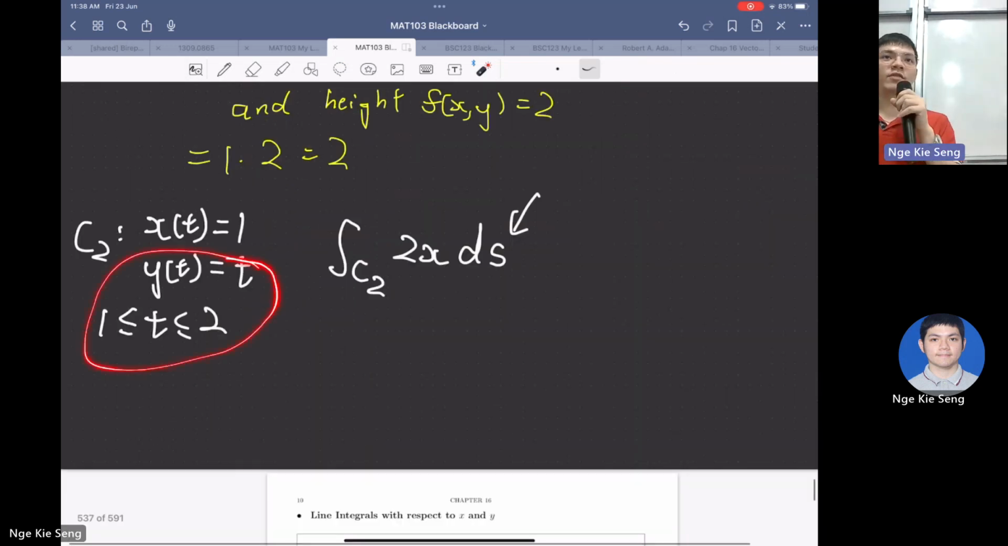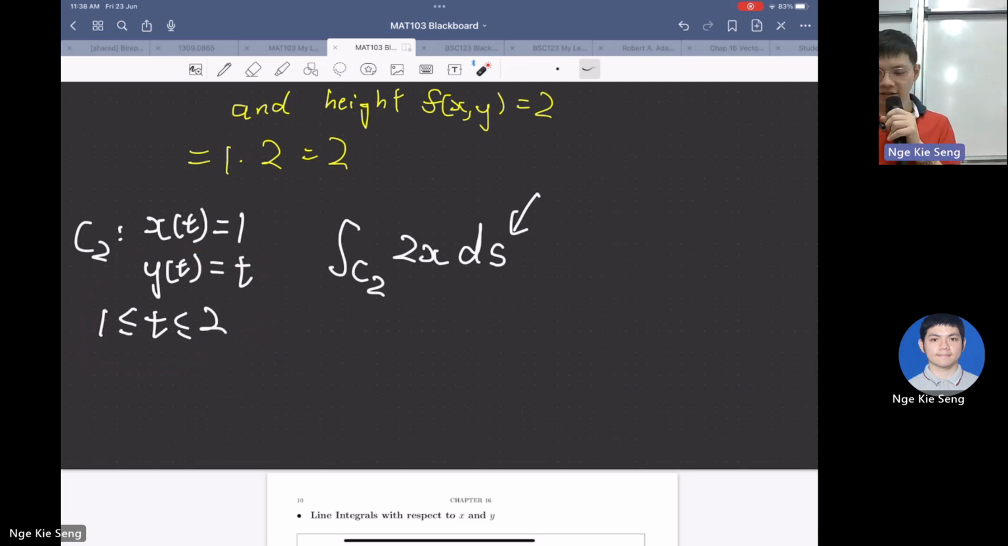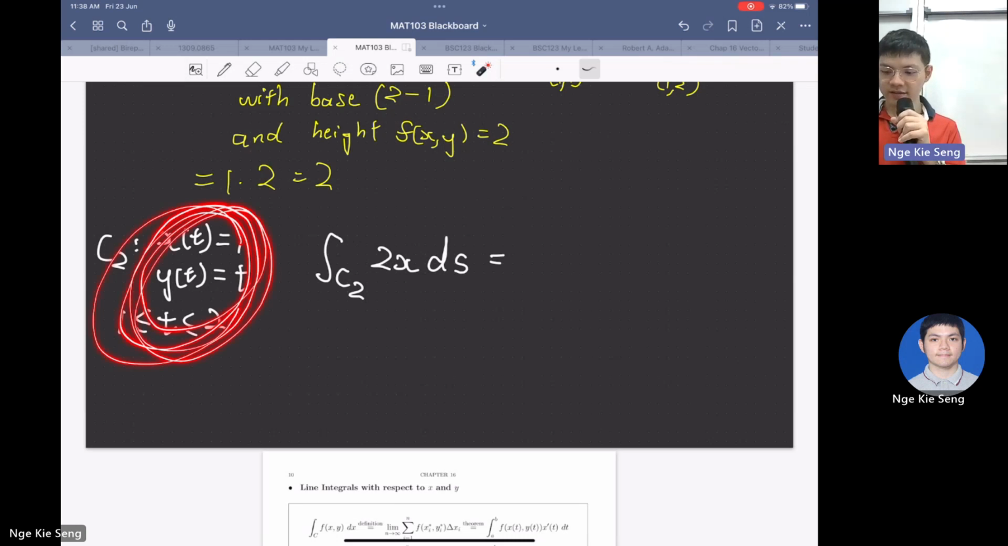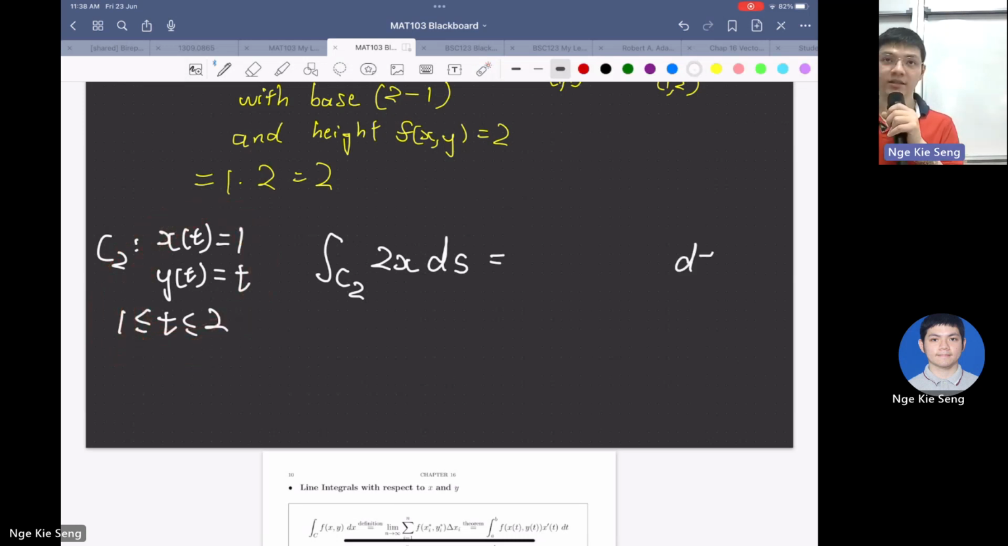How about where you cut the vertical line? You cut the vertical line from t equals 1 to 2. One of the endpoints is 1, the other endpoint is 2. Does it make sense? So what happened to my integral now? The parameter I use here is t, so this becomes dt.